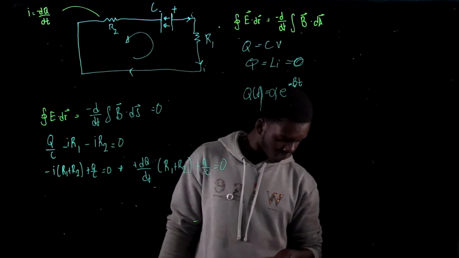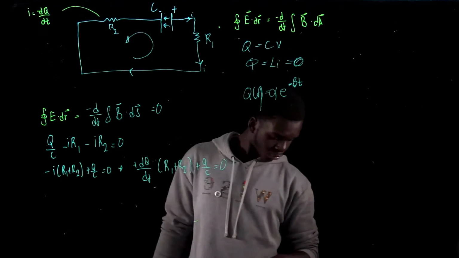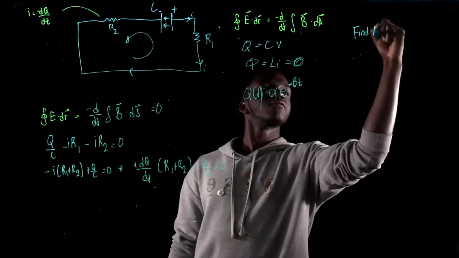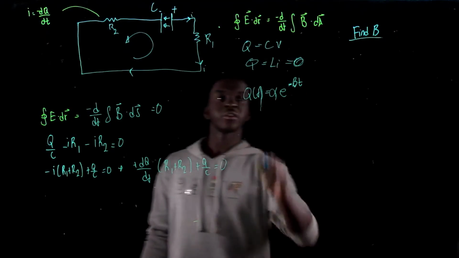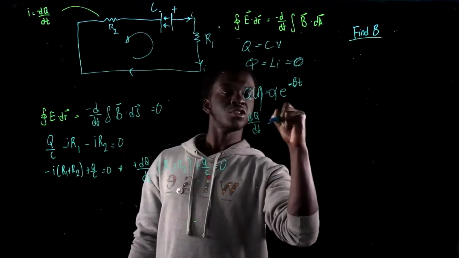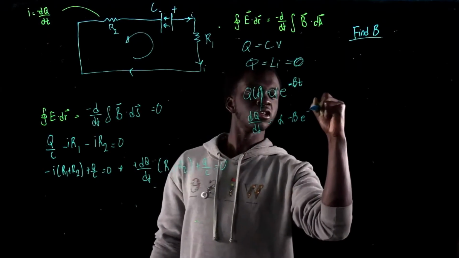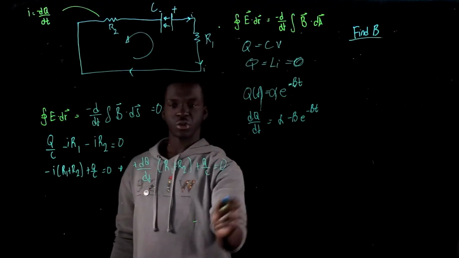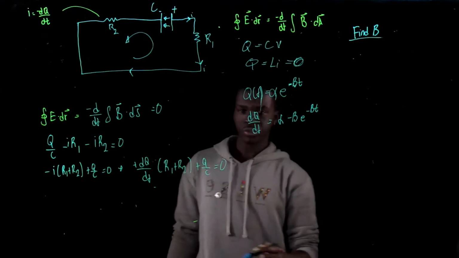So now we're going to try to solve for beta, and we're going to try to solve for alpha. So first off, to find beta, let's write that down. Find beta. Oh, okay. We're going to need the dq dt of this. dq dt is going to be alpha negative beta E negative beta T. And then we're going to be substituting this all into this. Okay, I see it now. Okay, so let's get started.